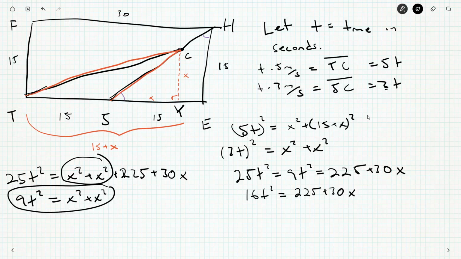So am I missing a piece of information, or am I just not working with the information that I do have in the correct way? I don't think I can get X on its own. So 225 plus 30X is equal to 16T squared.